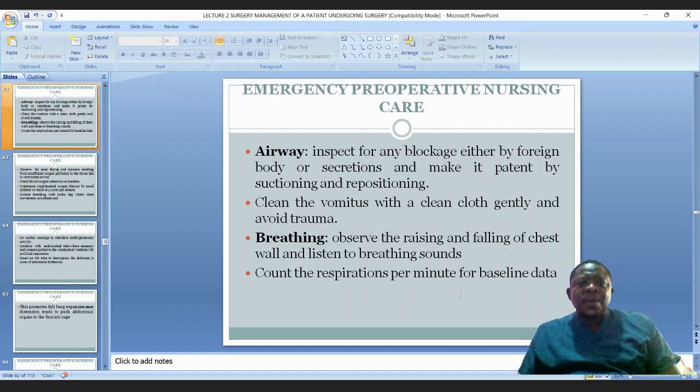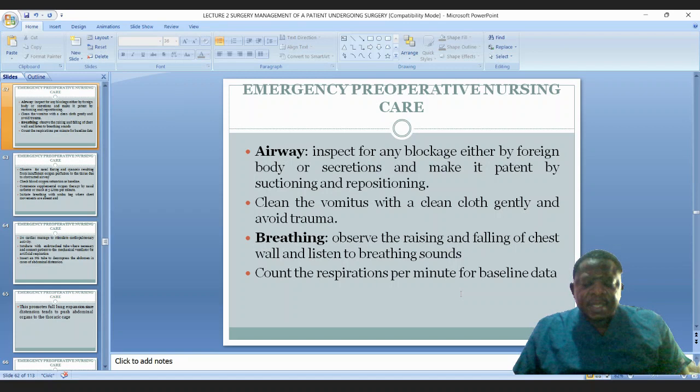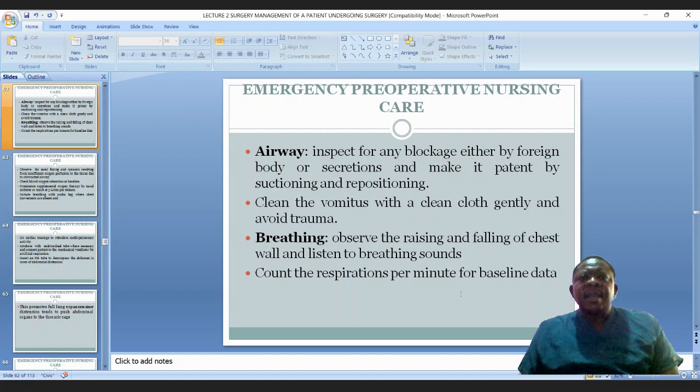So with airway in emergency preoperative nursing care, you have to inspect the airway for blockage, either by foreign body or secretion, and make it patent by suctioning or repositioning of the patient. You have to clean the vomitus if the patient is vomiting because it may block the airway. Clean the vomitus with a clean cloth, and avoid traumatizing the airway as you remove these secretions because it may compromise air exchange.